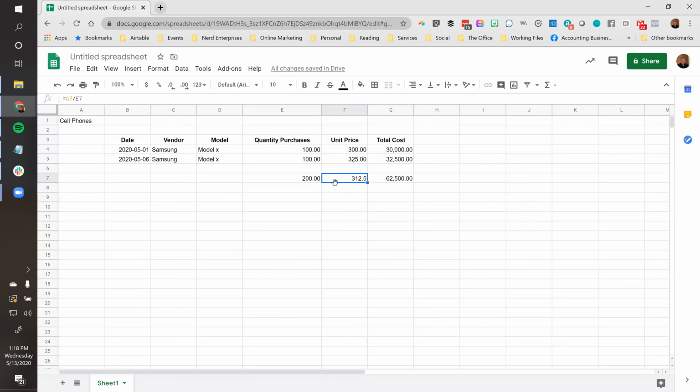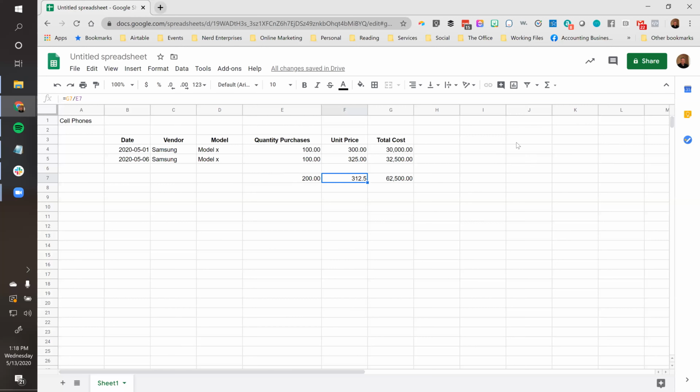And so if we were doing this in QuickBooks Desktop, when we sell a unit, this is the number it's going to use as the cost of goods sold per unit. So for each one that we sell, this is the amount that's going to come out of our inventory asset and go into our cost of goods sold account on the P&L.